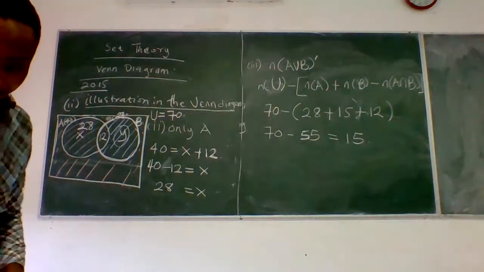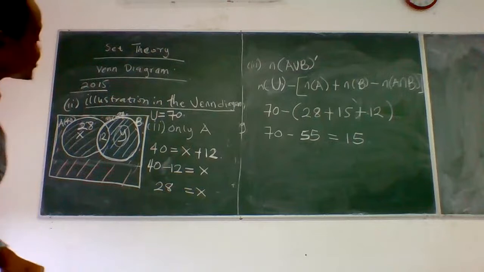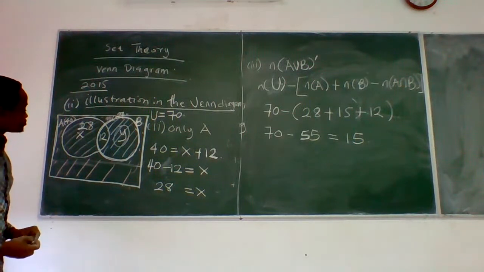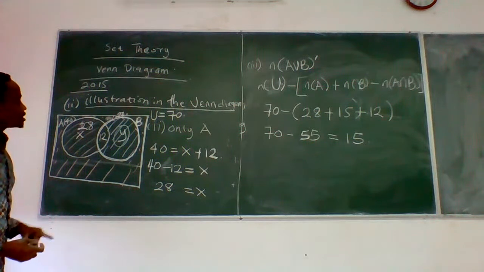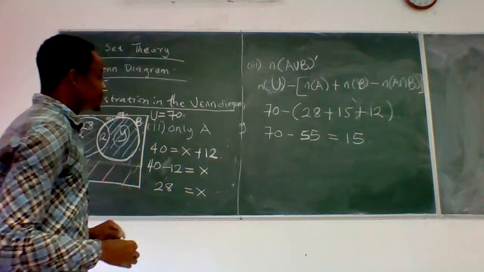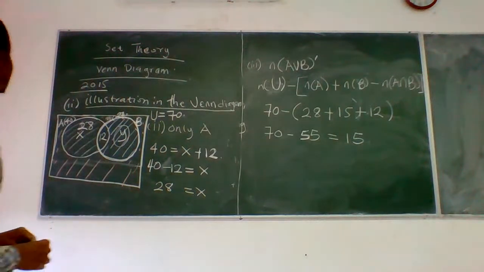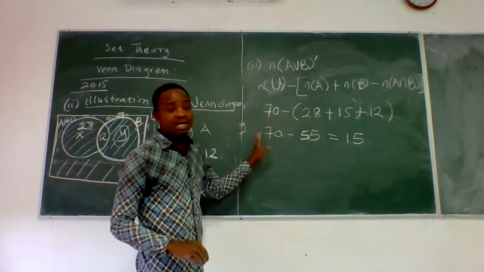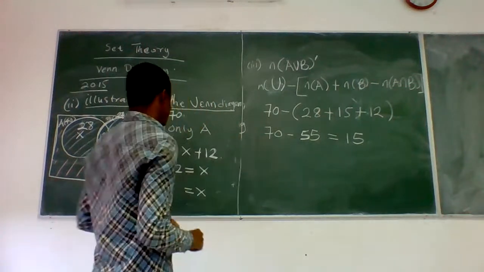So what's the meaning of that 15? The 15 represents the number of students who decided not to belong to any of the societies. So the number of students that belong to neither of the societies is 15. So that's how you go about it.